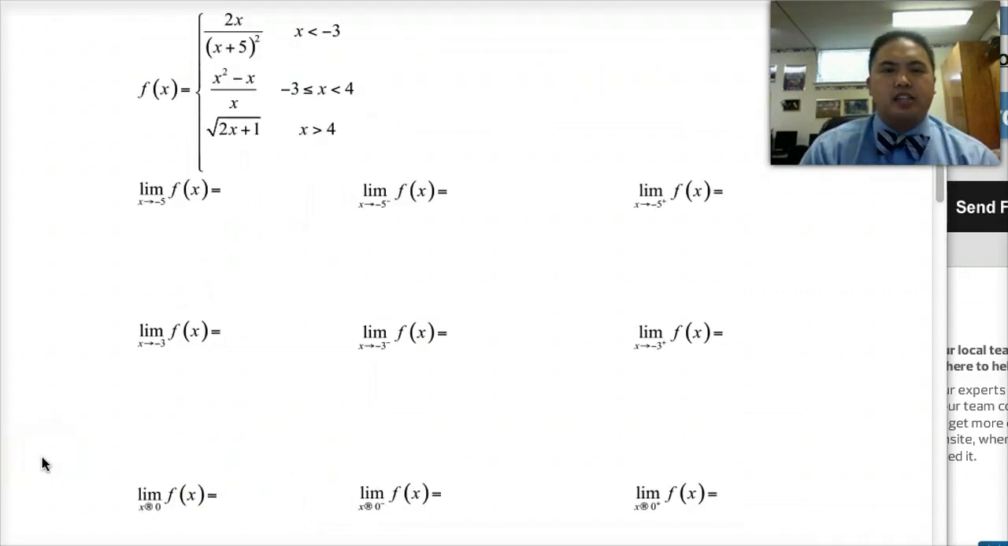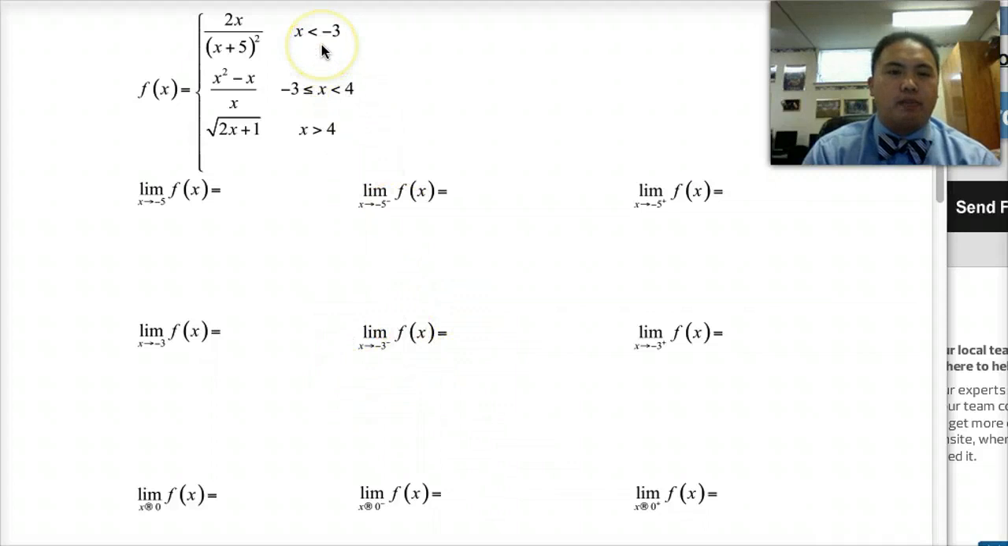So now let's look at a situation where the number chosen is a breakpoint. Here we have x goes to -3. We also have -3 minus and -3 plus. Now you'll notice that -3 is a breakpoint because -3 exists here and here. So that tells me that I have to try to find the left and the right first. Here I'm going to try -3 minus first.